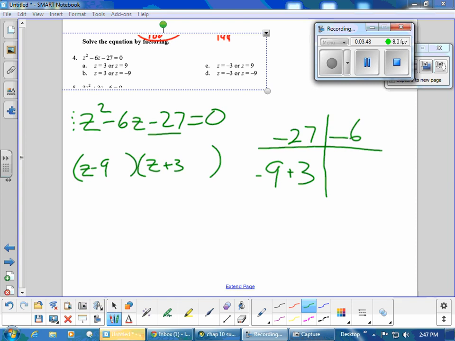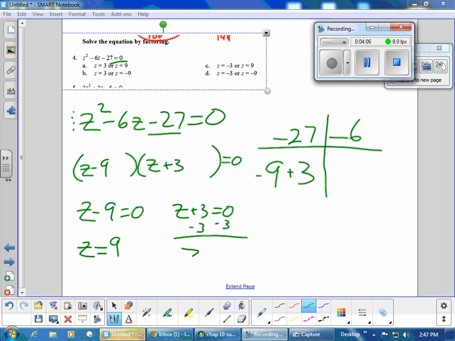But remember, it's equal to 0. So that gives us two situations, z minus 9 equals 0, or z plus 3 equals 0. And in the end, z could equal 9, or if I subtract 3 from both sides, z can equal negative 3. So that would be choice letter C for number 4. Okay, moving on to number 5.